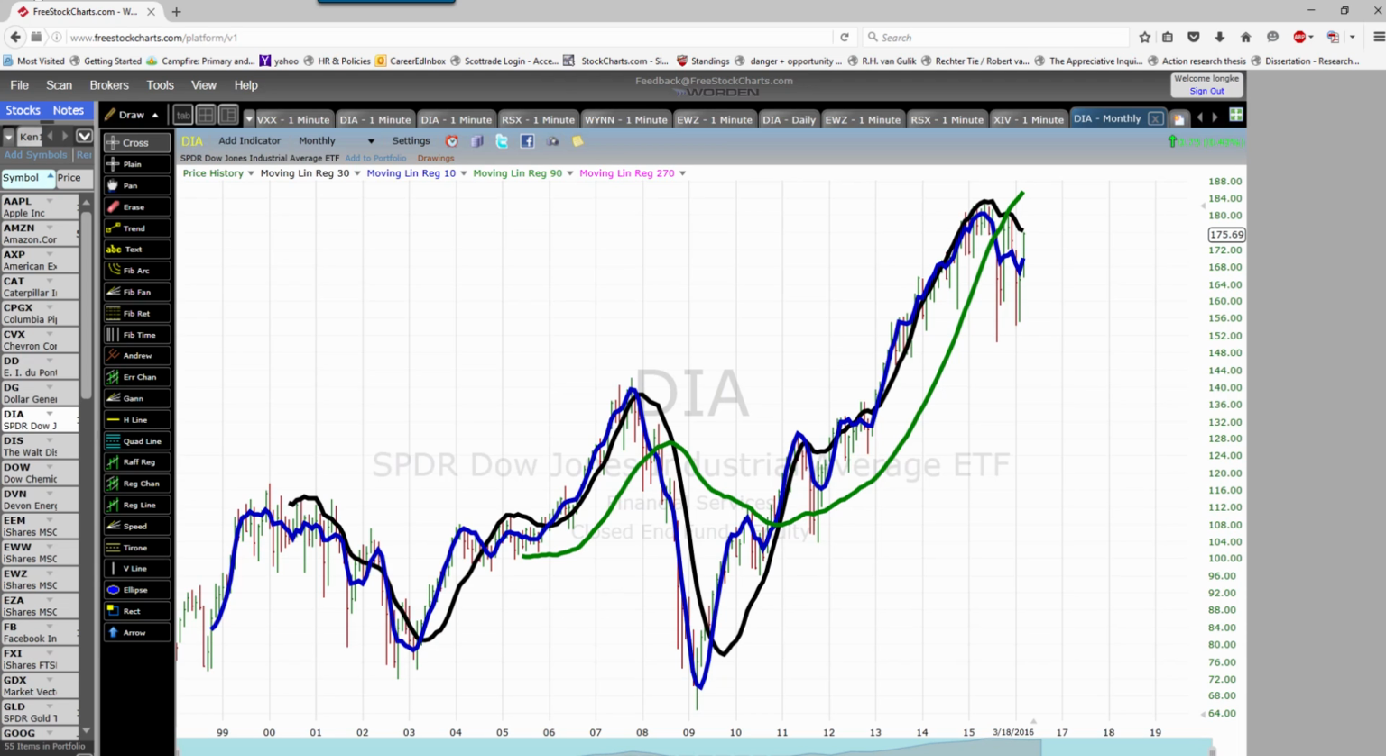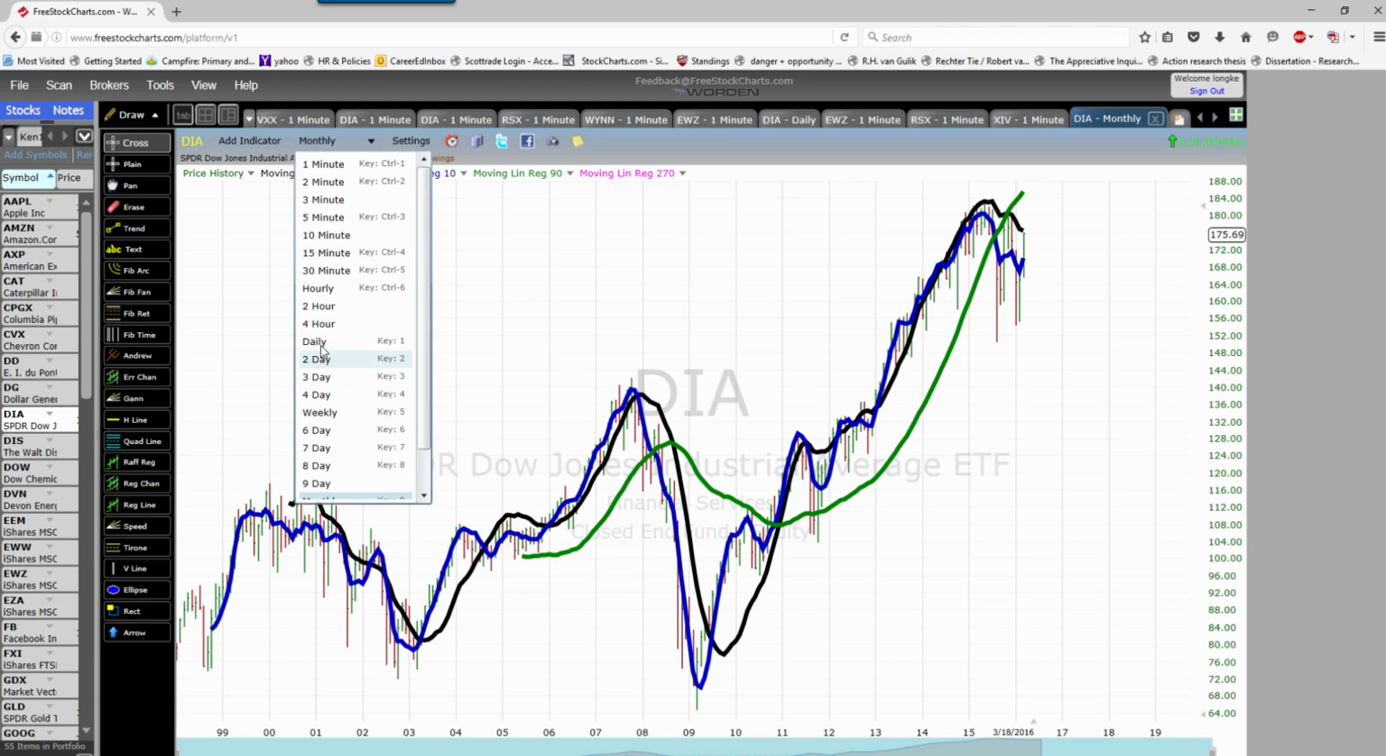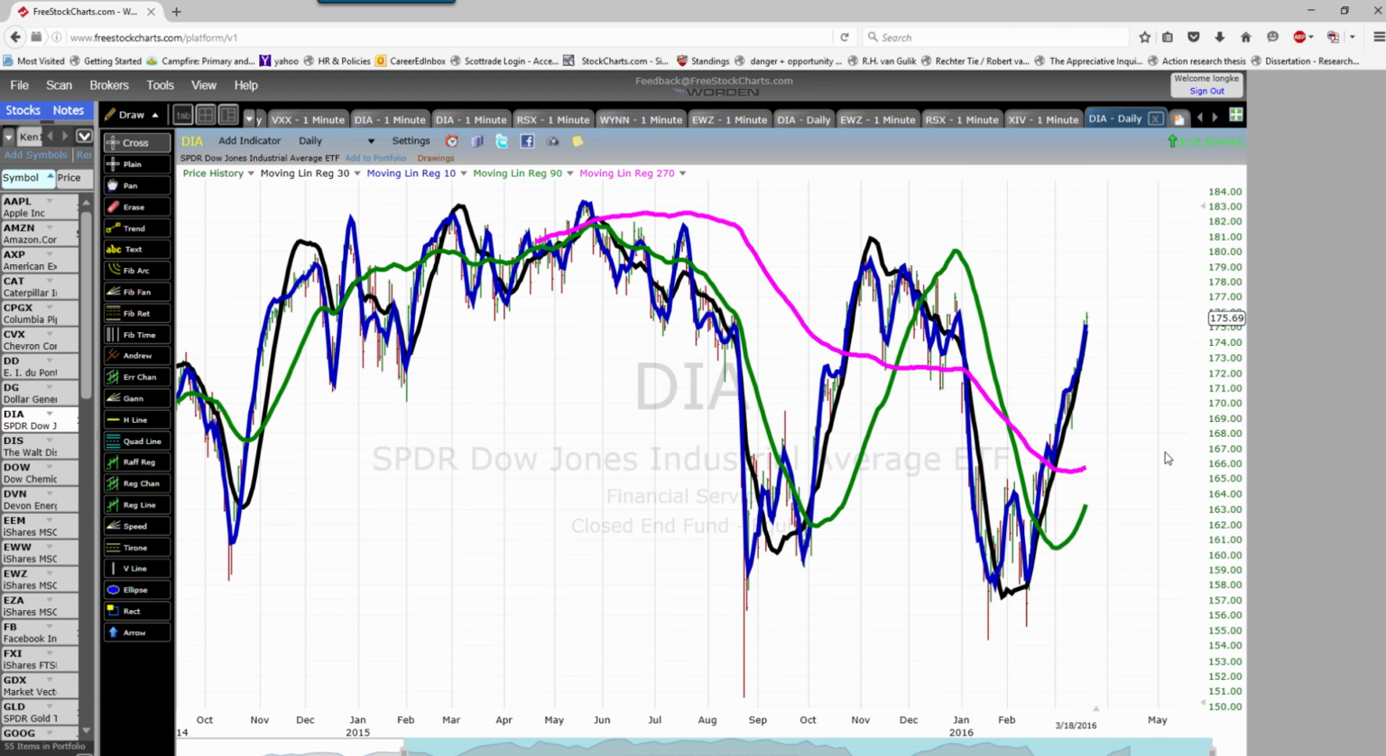And the regression lines give us incontrovertible evidence about interpreting the opinions about fair value and price for these different time frames. So that's what I want to say about regression lines.